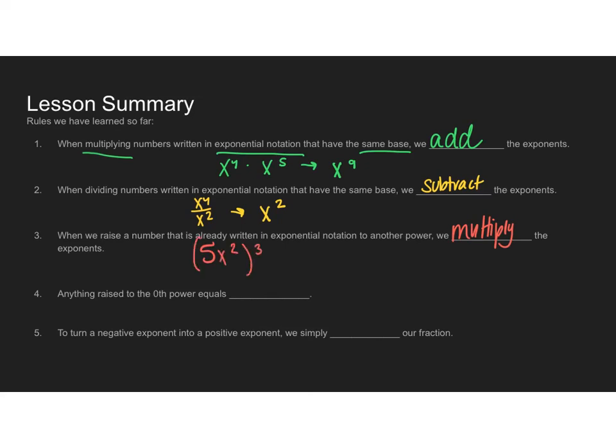We're going to distribute that 3 to both terms inside. This would be 5 to the 3rd times x to the 6th. Next, anything raised to the 0th power equals 1. And lastly, to turn a negative exponent into a positive, we simply flip our fraction. So maybe it's 1 over x to the negative fourth. We would just flip this upside down and this would become x to the fourth over 1 or x to the fourth. Okay?